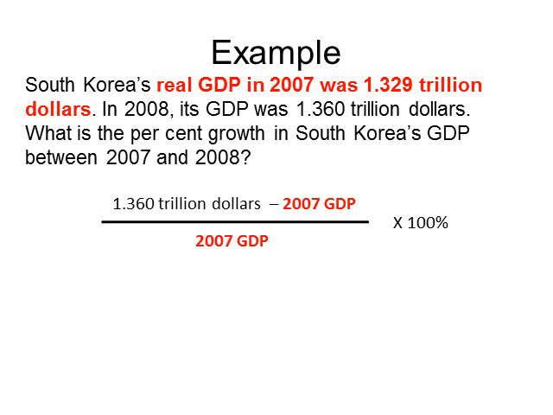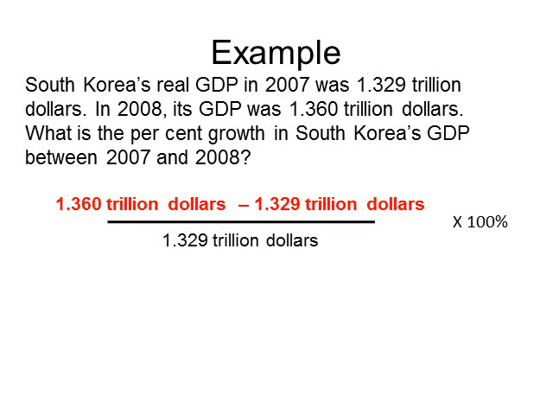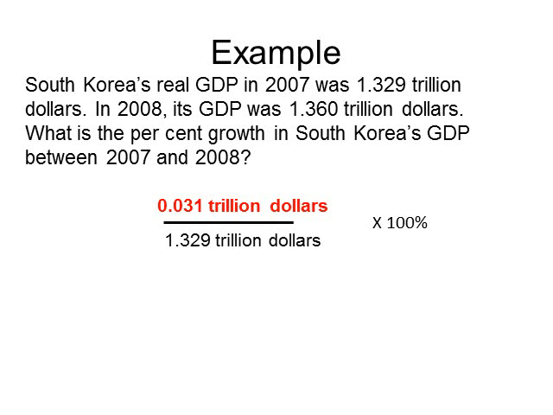Our next step is to find the real GDP in 2007. Looking back at the problem, we see that South Korea's real GDP in 2007 was $1.329 trillion. So we substitute into the formula $1.329 trillion in two places, one at the top and one at the bottom. Our next step is to subtract $1.329 trillion from $1.36 trillion, and this gives us $0.031 trillion.